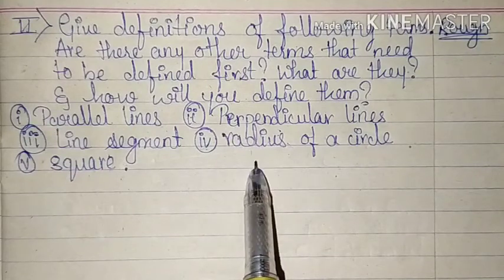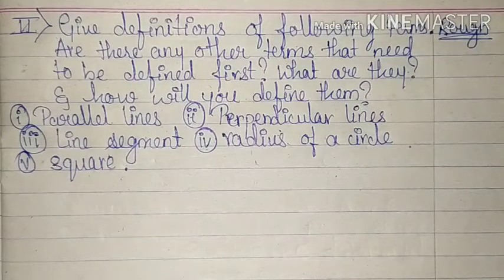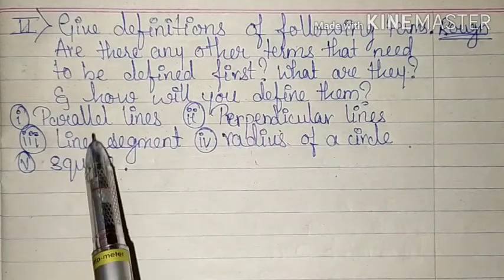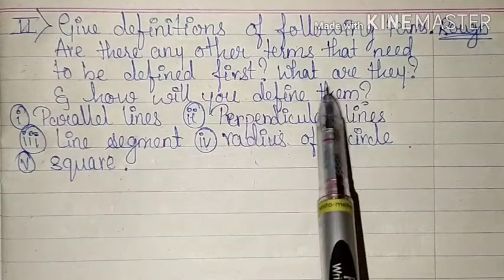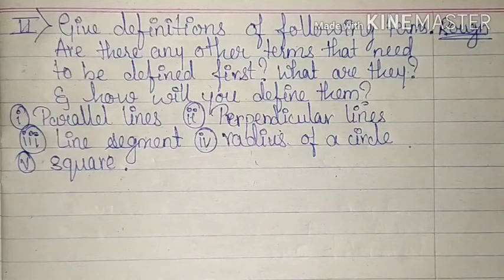Just like Euclid did, without defining what a point was, he couldn't define the line. Without defining the lines, he couldn't define the surface. Without defining surfaces, he couldn't define what is a plane surface. So it is important that before you define any geometrical object, we look back and see if there are any elements which are to be defined first. So before we move on, what are those different objects and how will you define them?